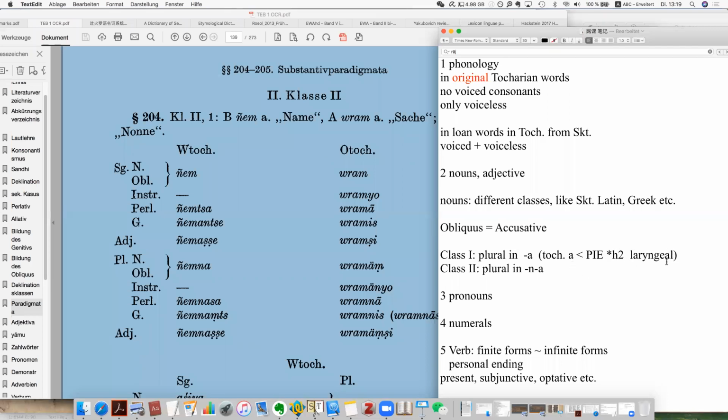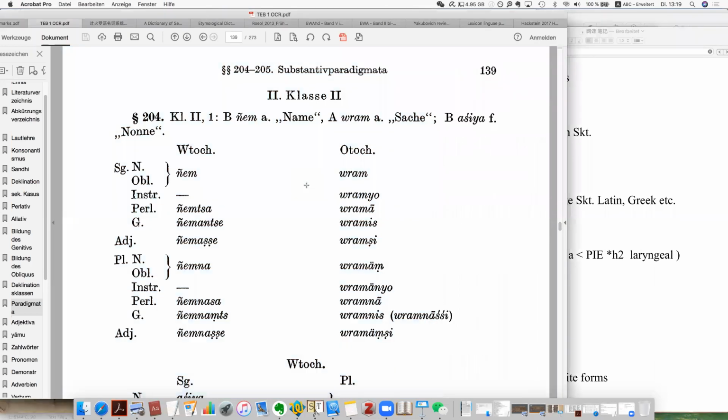And laryngeal 2 turns into what in Greek between consonants? So the first question, what is the result of laryngeal 2 in Greek between consonants? Can anyone type quickly the answer? Great. So it becomes alpha in Greek. Okay, great. And then let's move on.